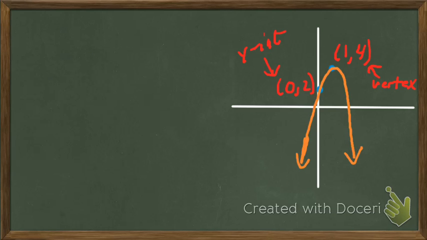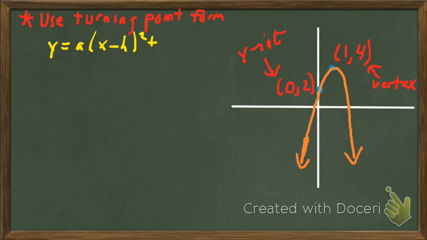Okay, now here's my general rule of thumb. If ever I know the coordinates of the vertex, I'm going to use turning point or vertex form to write the equation of the graph, at least to begin. And so we're going to be using the form y = a(x - h)^2 + k. The reason we use that is because when we know the vertex, we automatically know the values of h and k. We know that 1 is h, we know that the 4 is k, and so we can write this much of the equation: y = a(x - 1)^2 + 4.